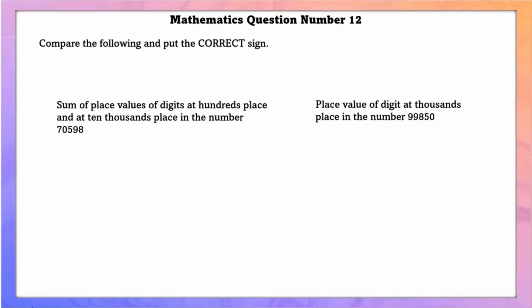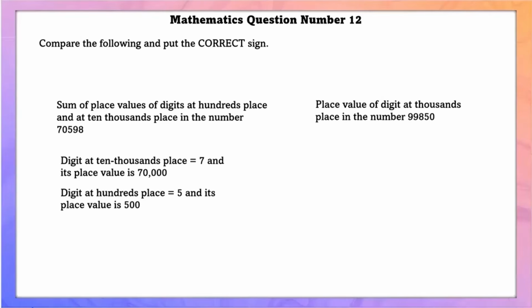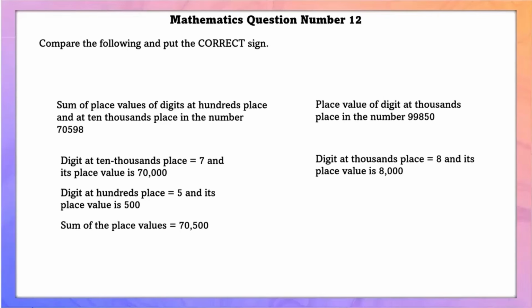Mathematics question number 12. Compare the following and put the correct sign. First one. Sum of place values of digits at 100 place and at 10,000 place in the number 70,598 is. Digit at 10,000 place is equal to 7. Digit at 100 place is equal to 5 and place value is 500. Sum of place values is equal to 70,500.